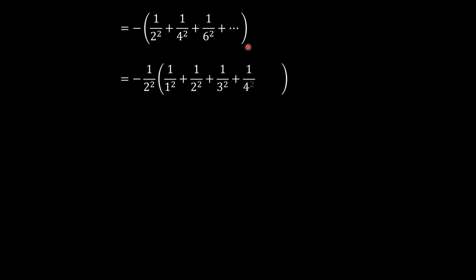So we clearly see that inside the bracket, we do have the Basel problem summation. So we can just go ahead and plug in the pi squared over 6 in place of whatever is in the bracket. And so we have negative 1 over 2 squared times pi squared over 6. 1 over 2 squared is a quarter. So negative a quarter times pi squared over 6 becomes negative pi squared over 24. And this is the answer that was expected.